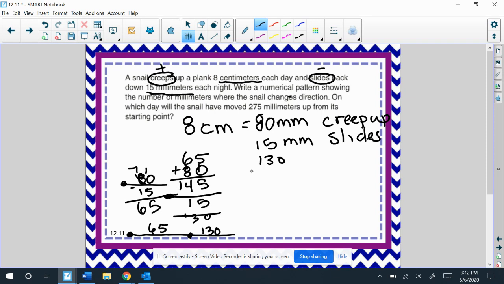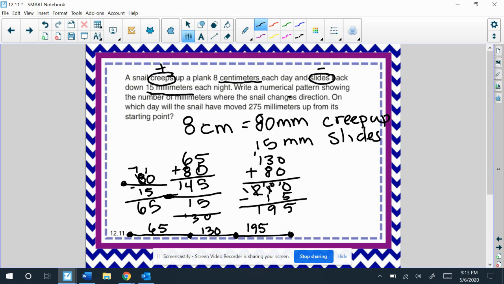All right, let's see how he did. He creeps up 80, 8, 9, 10, 11, and he slides down 15. Can't do that. There we go. 5, 9, 1. So by day 3, the snail made 195 millimeters. Well, I'm not done yet. I need to get to this 275, so I have to do it again.